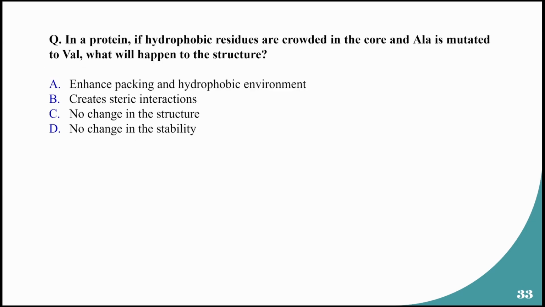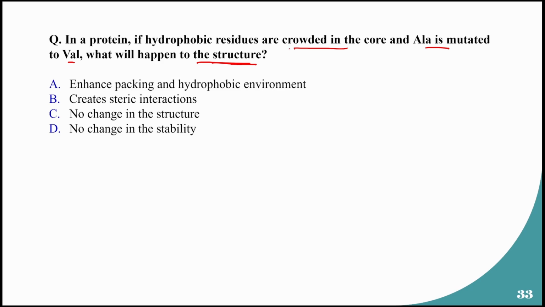But anyway, in what ways do you think that stability or instability can occur? Here it is asking: if hydrophobic residues are crowded in the core and alanine is mutated to valine, what will happen to the structure? This is giving you the mutation, but also the context for the mutation. The context in this case is the surrounding environment.